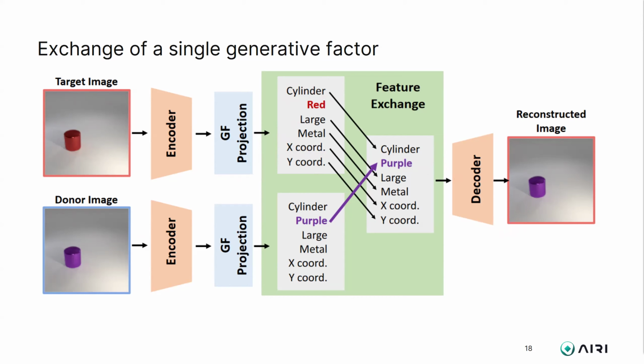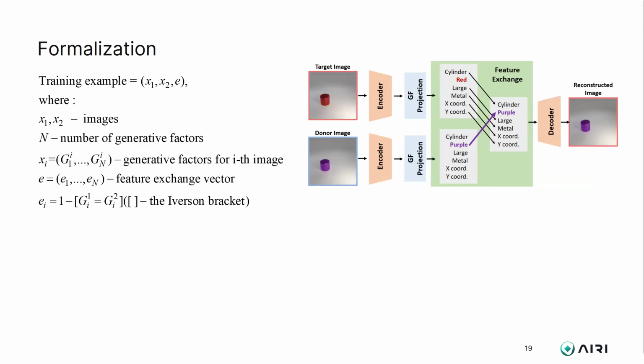So let's take a closer look. We have a training dataset where each training example contains two images with generative factors, and the number of generative factors is n. So each image may be considered as a set of generative factors, and each of these images can be a donor for the other. And we have a feature exchange vector with 1 or 0 values. That means the value is the same or it isn't the same.